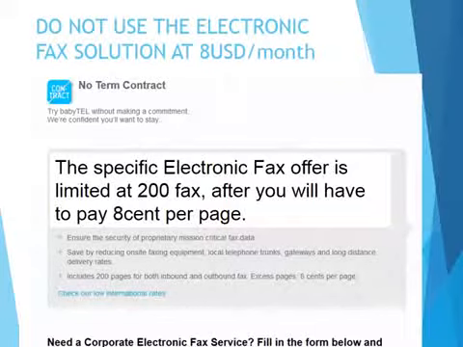So you can send unlimited faxes with the service at 27 US dollars per month, but do not use the 8 US dollar per month solution. Don't use the fax solution.